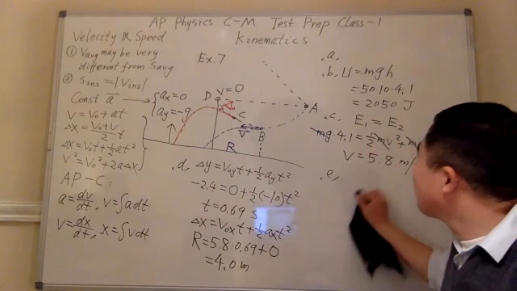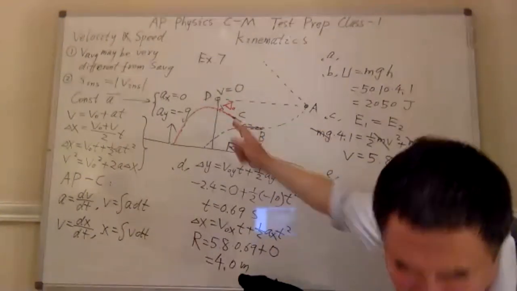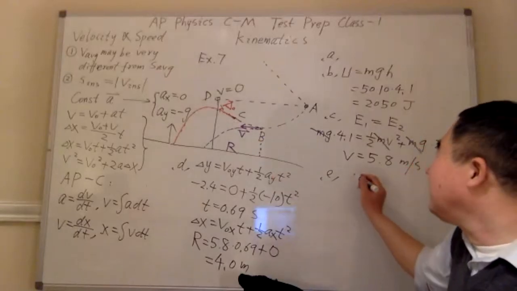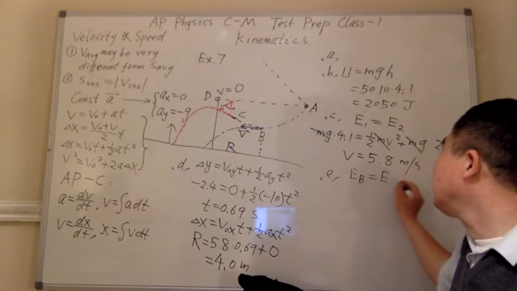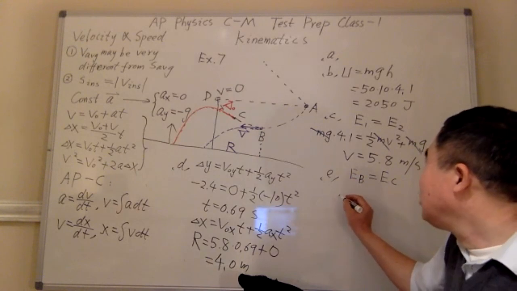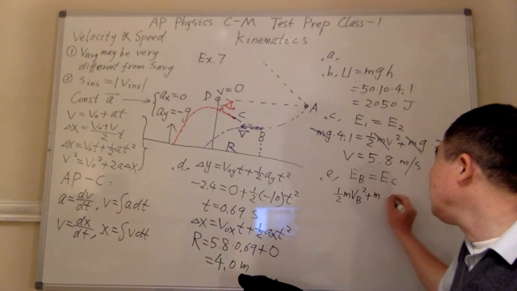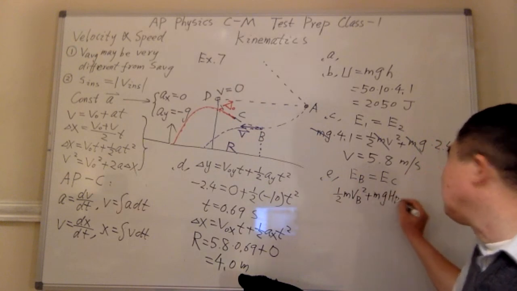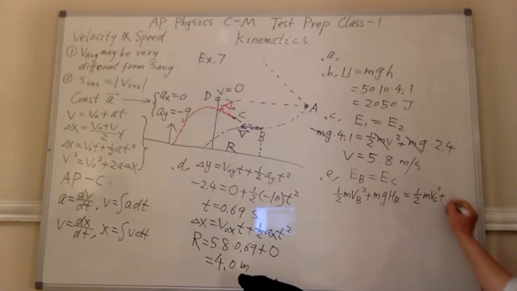From B to C, what happens? Energy at B will equal energy at C. This is conservation of energy. Energy at B equals a half m v B square plus m g h B, where h B is the height. Then this equals C: a half m v C square plus m g h C.